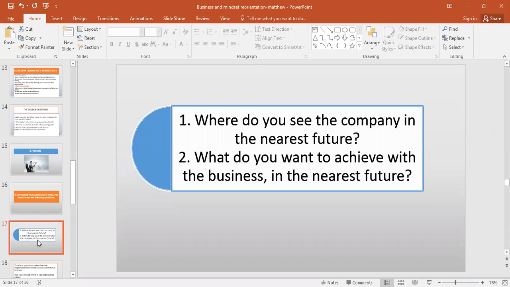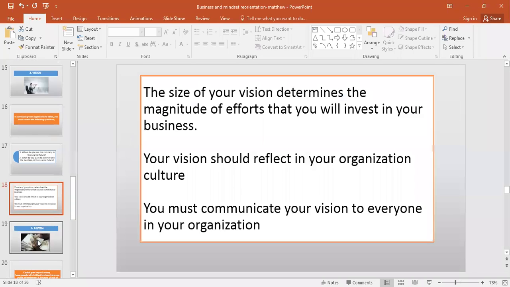List them out. And for you to develop a vision for your business enterprise, you have to understand that the size of your vision determines the magnitude of effort that you invest in your business. This is the bitter truth. So don't just develop any how vision. Develop a clear-cut vision, not a vague or blurry vision. A vision that is descriptive, that once somebody reads it, you know that yes, this organization is heading somewhere.